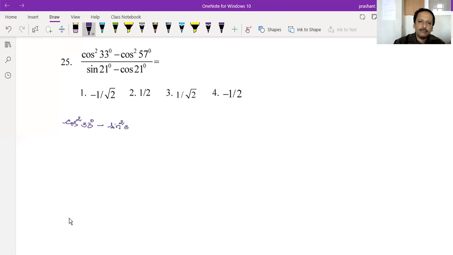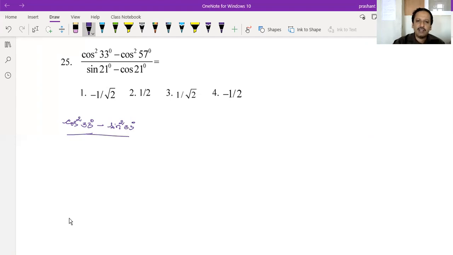How? You know, cos 90 minus theta is equal to sine theta. I'll write 57 degree as 90 minus 33. 90 minus 33 is 57. Cos 57 degree is equal to cos of 90 minus 33, which is equal to sine 33. This will become sine square 33 degree divided by.